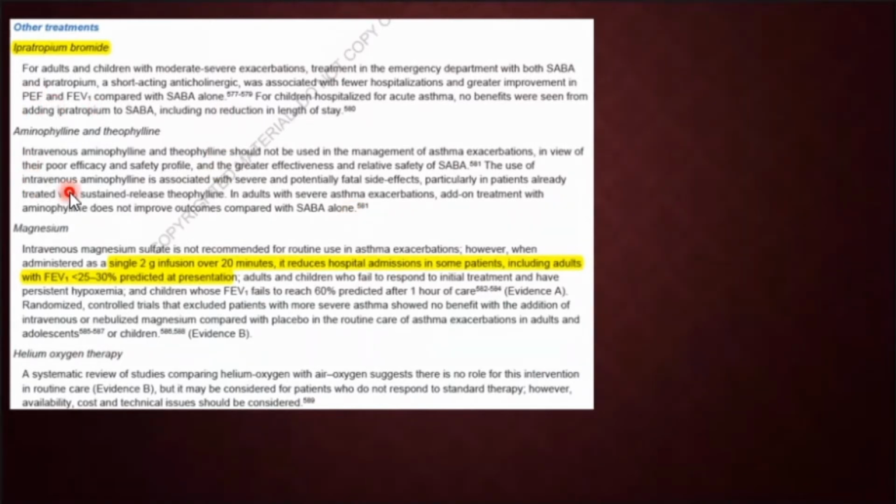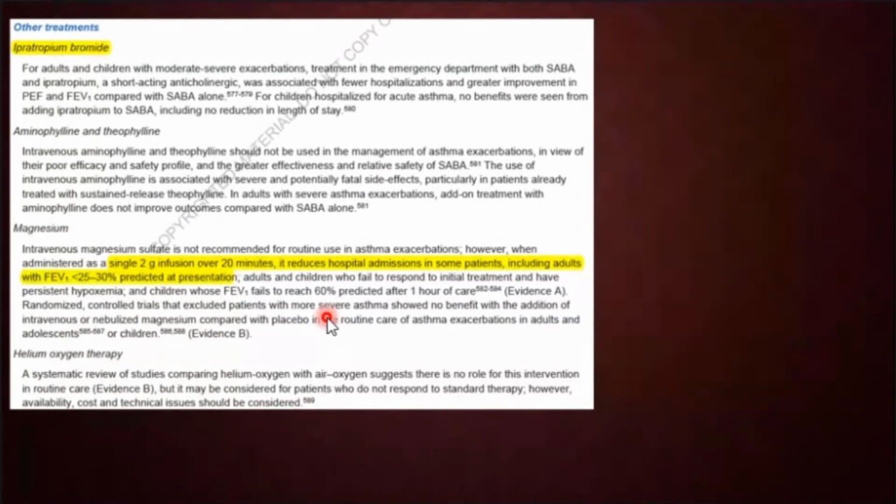Now, IV magnesium. Again, there's no strong data, but we have seen that if the patients have severe disease, and they're not responding that well to inhaled steroids, and not responding that well to systemic steroids, then we can add magnesium infusion, a single 2 gram infusion over 20 minutes. You can increase it up to a frequency of once a day for 3 days. It reduces hospital admission in some patients. Okay, what magnesium also does is that it stabilizes the airway smooth muscles.